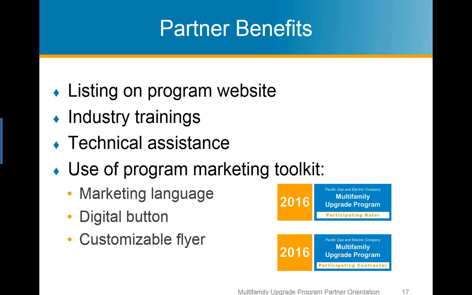For 2016, we also developed a program marketing toolkit for all of the eligible contractors and raters. A few of the highlights of this are the program has developed marketing language that is available to all approved partners. And this is a toolkit that the program will be sending out to all of the eligible partners here the next few weeks. In addition to the marketing language that can be posted on your website, the program is also offering a digital button which will link to the program website, and examples of these buttons are here on the right-hand side of the screen.